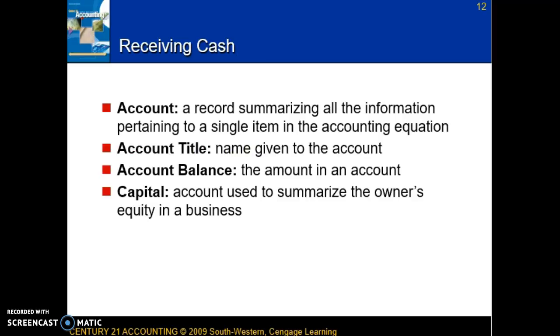So, a little bit more terminology. Accounts: a record summarizing all the information pertaining to a single item in the accounting equation. And the account title is the name given to the account. So the one we're going to use most of all is the cash account. The account balance, this is the amount in the account. And capital account, this is used to summarize the owner's equity in a business.